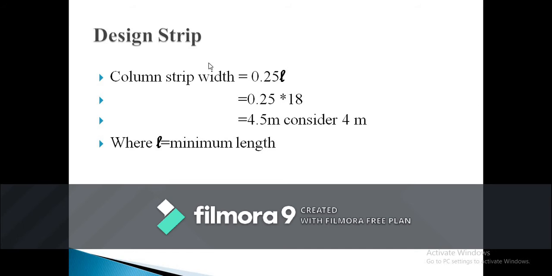The design strip is calculated using 0.25 L, where L is the minimum length. Here the plan length is 18 by 18, so 18 is the minimum length. So 0.25 into 18, we get 4.5 meter. I have considered 4 meter. You can even consider 4.5 meters.